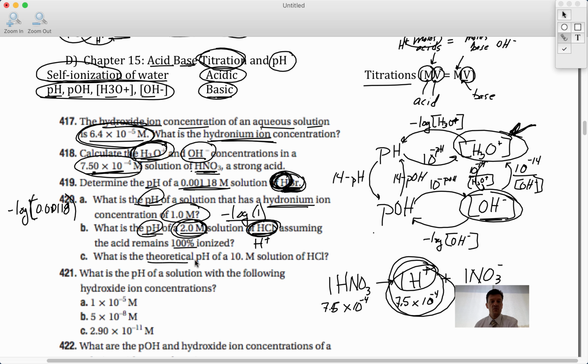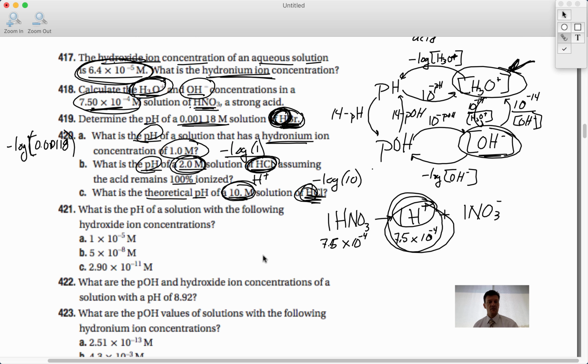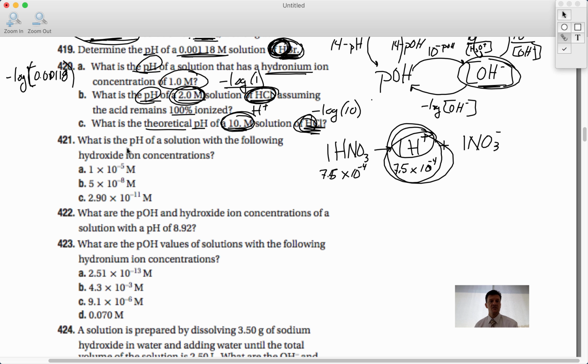Okay? Theoretical pH of a 10 molar solution. So a 10 molar solution, that's really, really concentrated. Assuming that all dissociates, it may not, but assuming that all dissociates, again, you're just going to take the negative log of 10. I reiterate, this can only be done with strong acids. The solution concentration is going to be the same as the concentration of the hydronium ion for strong acids, and for strong bases, it will give you the same concentration of the hydroxide ion. Okay? If we come down here, let's look at some of these. What is the pH?